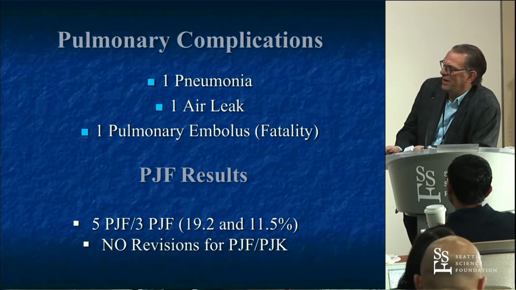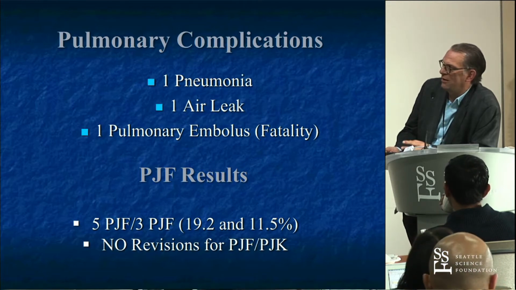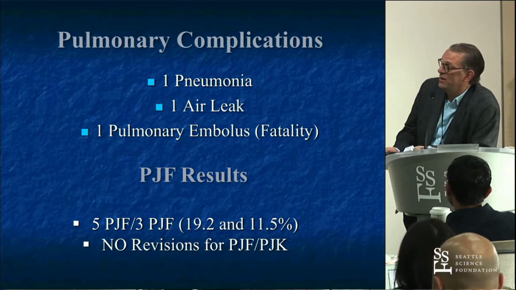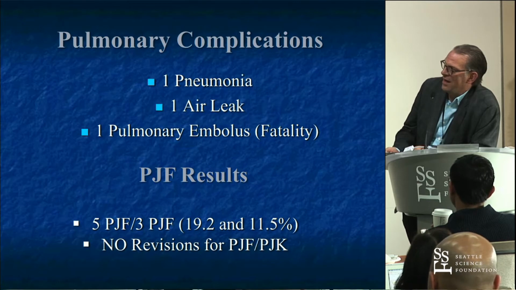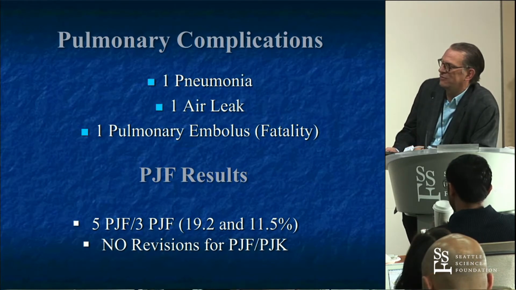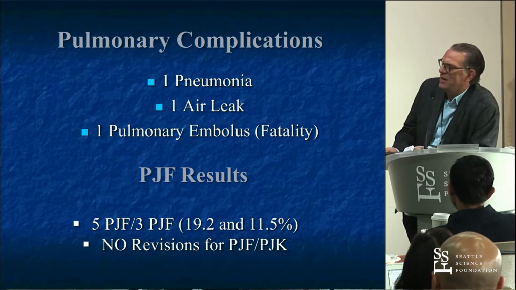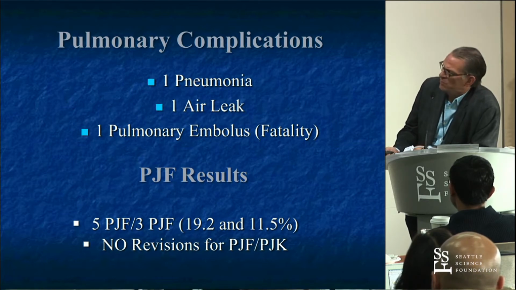We had some complications that were potentially relatable to the technique. One was a pneumonia. I wanted to see what our pulmonary complications were. One pneumonia, I think probably unrelated. One air leak from a woman who'd had a prior thoracotomy. That resolved without incident, obviously related to the technique of stripping the rib. One patient with a pulmonary embolus that I think was probably unrelated, and that was postoperatively several weeks later, and is the only fatality in this series.